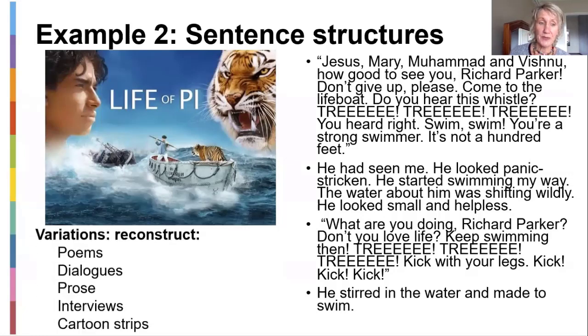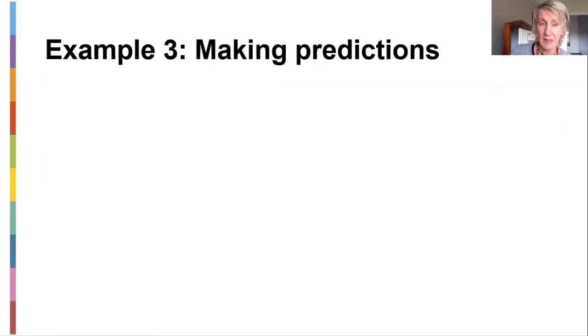And then from that, you can also do the same. You can reconstruct poems, dialogues, prose, interviews, cartoon strips. These are all different ways you could use this method with sentence structures, to see how cohesion takes place, to see how coherence takes place, to see how sentences should follow each other, and it's meaningfully wrapped into this context. The third example is making predictions.